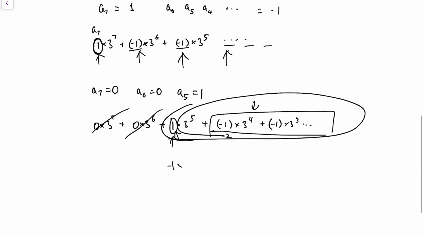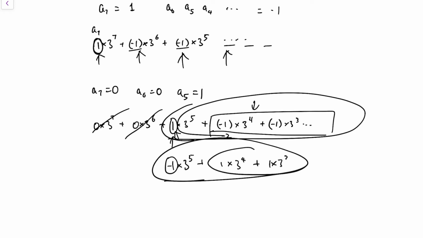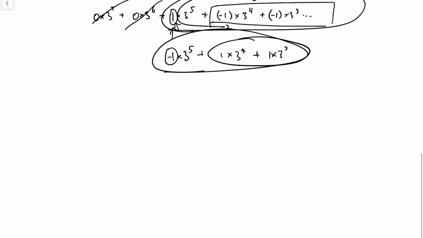As long as this is negative, -1 times 3 to the power of 5, plus, when you make all of this positive, 1 times 3 to the power of 4 plus 1 times 3 to the power of 3, as long as this starting value is negative, the whole thing is negative, no matter how positive the ones at the back are. So let me just prove this. What does it look like algebraically?